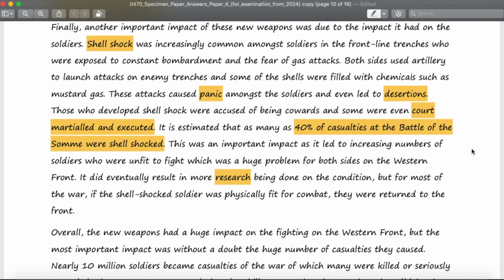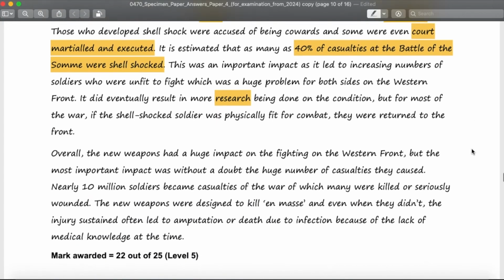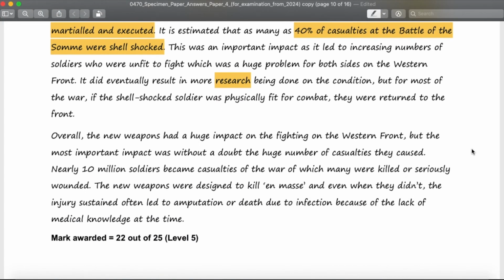And here we are with the conclusion. Overall, the new weapons had a huge impact on the fighting in the Western Front. That is the evaluation that successfully fulfills the assessment objective, AO2. So that sentence you should have in the beginning of your conclusion. The evaluation is there, but this is a bit of a smallish conclusion. But overall, you can see this is quite a strong essay.